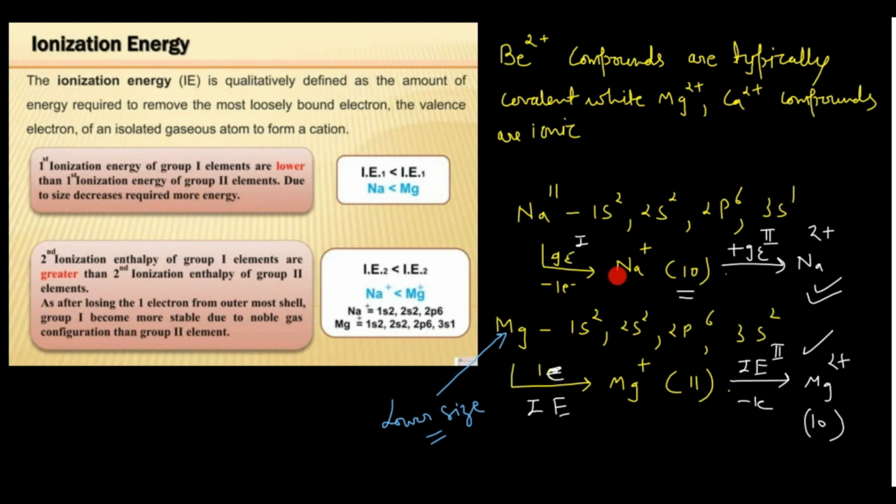So this is the thing which you should remember, which I have summarized here also. The first ionization energy of the group 1 elements is lower than the first ionization energy of the group 2 elements, due to the size. The second ionization potential of group 1 elements is quite higher when compared to the group 2 elements. The reason is what I have explained here.